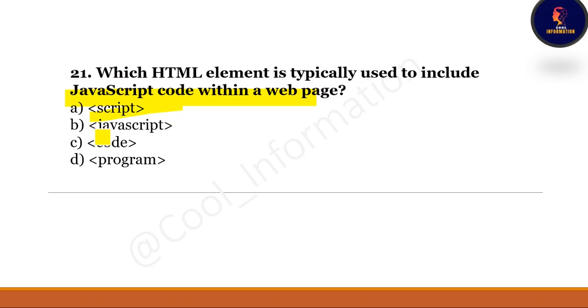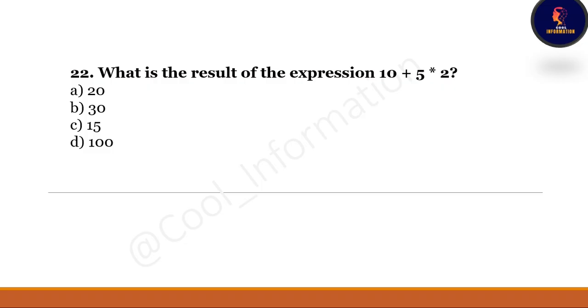Option A is script tag, option B JavaScript tag, option C is code tag, and the last option is program. Correct option is option number A. Script element is typically used to include JavaScript code within a web page. Next question. What is the result of the expression 10 plus 5 into 2?